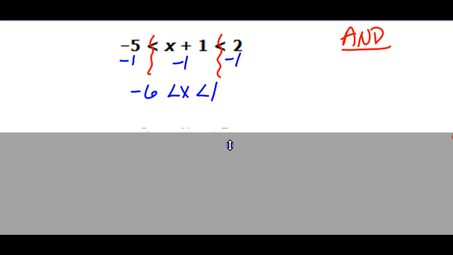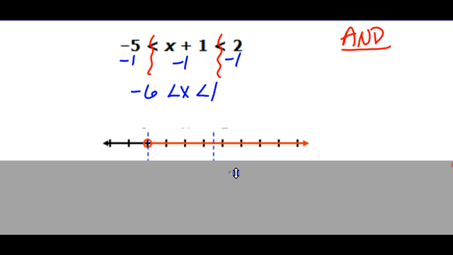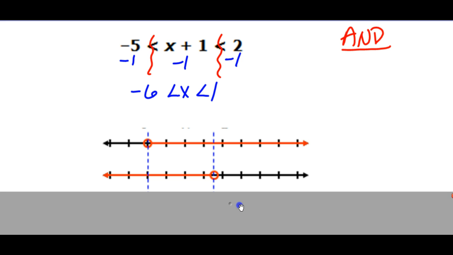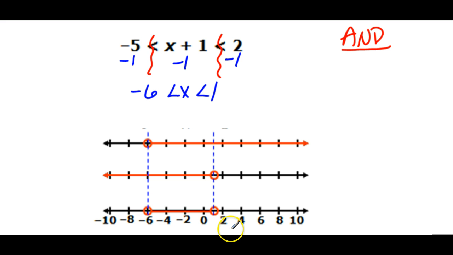Okay, now again, when I graph that, this would be the graph of x is greater than negative 6. This would be the graph of x is less than 1. And this would be the graph where they overlap.